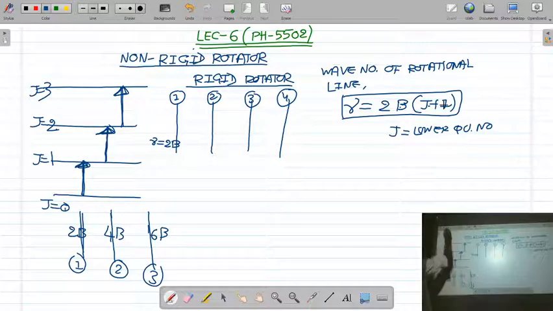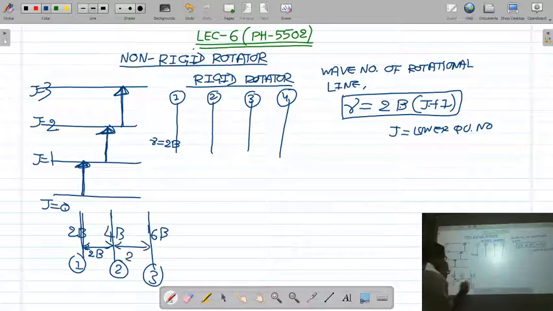You can see here the separation between consecutive rotational lines is constant, that is 2B. The separation is 4B minus 2B, that is 2B. Here also it is 2B. So the separation between successive rotational lines is constant, and that is equal to 2B.